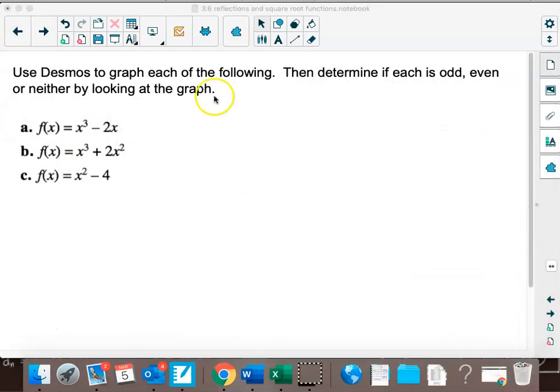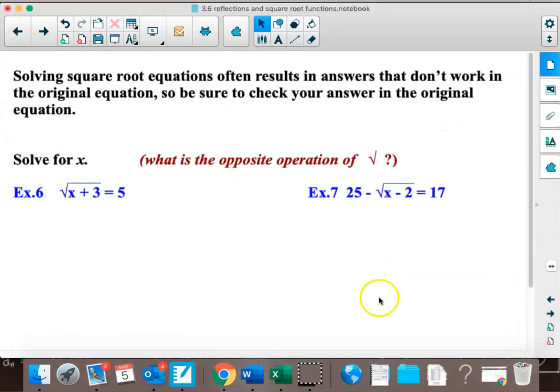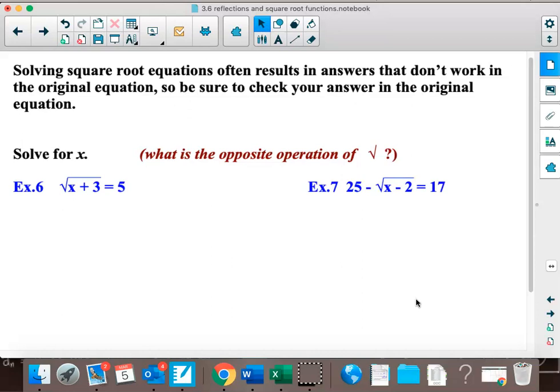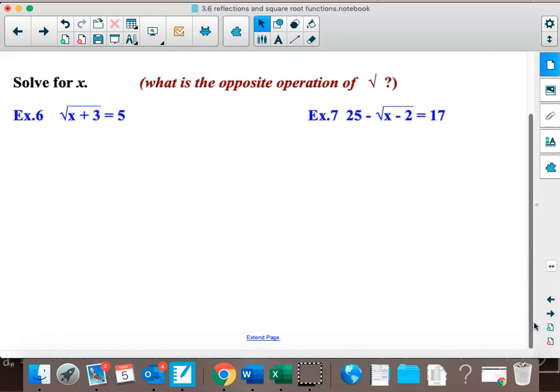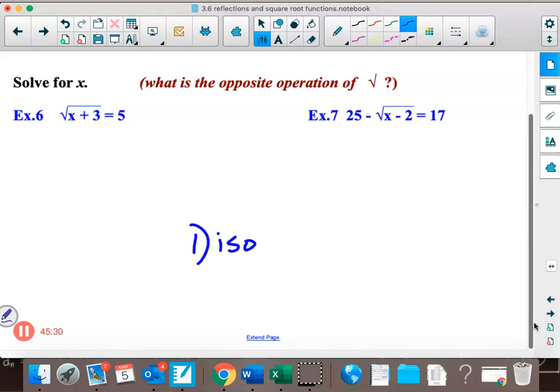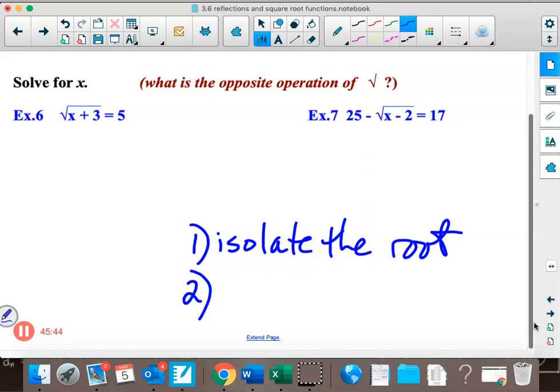All right, last topic of the day. Okay, yesterday we solved quadratic equations by taking the square root of both sides. Today we're going to solve square root equations by squaring both sides. So your steps for solving a square root equation: step 1, isolate the root. What does isolate mean? Get it alone. Get it by itself, right? Okay, and then square both sides.